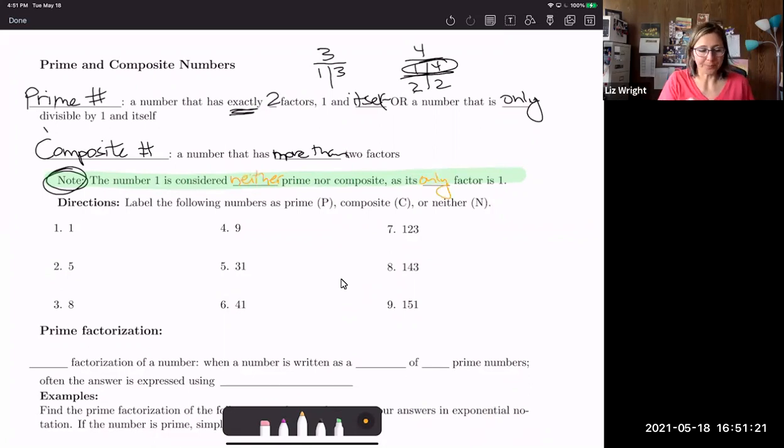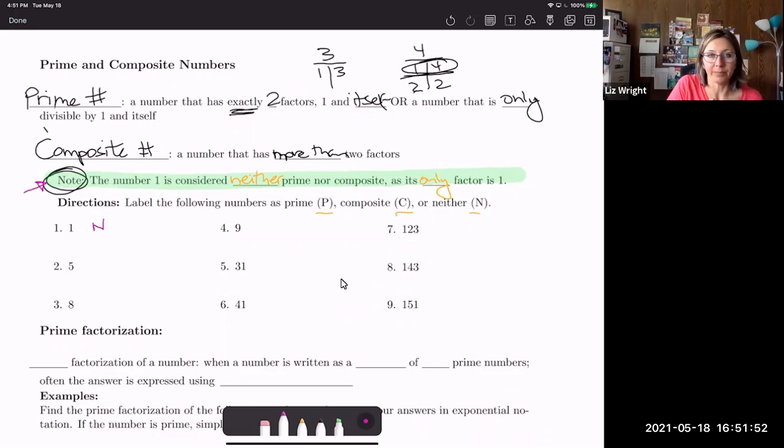So it's neither. So here we are supposed to give these labels of prime, composite, or neither to these. And some of this I'm going to have you do on your own too. I'll do the first 3 with you, and then I'm going to have you guys do the rest on your own. And so 1 is considered neither again, because again, we've got this kind of definition and rule because it's divisible by 1 and 1. So only 1 factor. So it's neither.